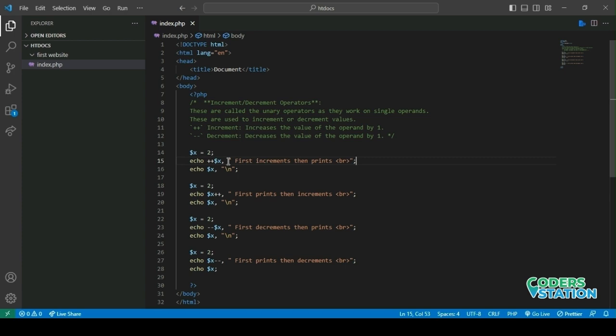Similarly here decrement, that is 2 hyphens are written before $x, that means it will first decrement, reduce by 1, and then print, and lastly it will first print the $x value and then decrement it by 1. So let's take the result.